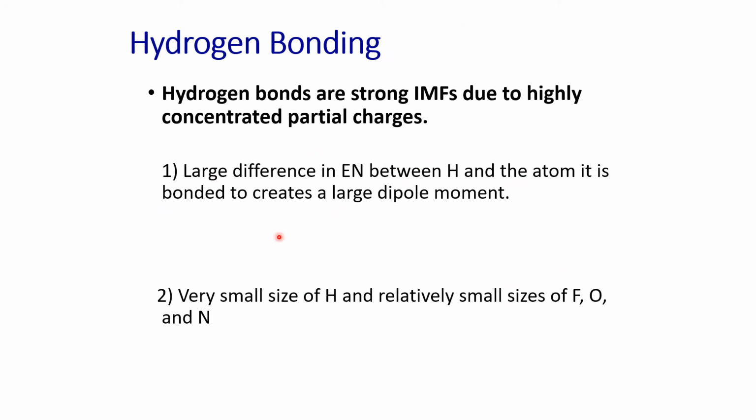So now another factor that is involved here is that there's an extremely large difference in electronegativity between hydrogen and either oxygen, fluorine, or nitrogen. So you get a very large difference in electronegativity, and then you get a very small size of the H side, and you also get a relatively small size of the F, the O, or the N side. That's what leads to the hydrogen bonding.